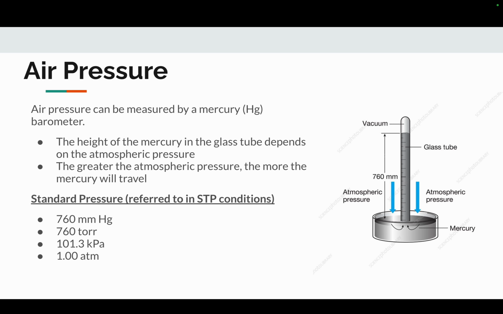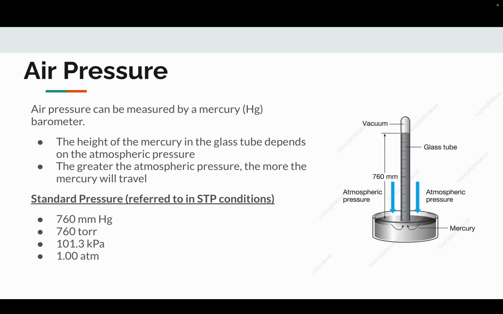What happens is that will push the mercury up, and the distance that the mercury is pushed up can be measured and used as a unit of pressure. So standard pressure, which is equal to 760 torr, 101.3 kilopascals, or 1 atm, is what is referred to whenever we say standard pressure.